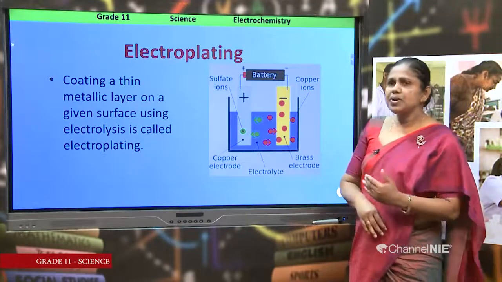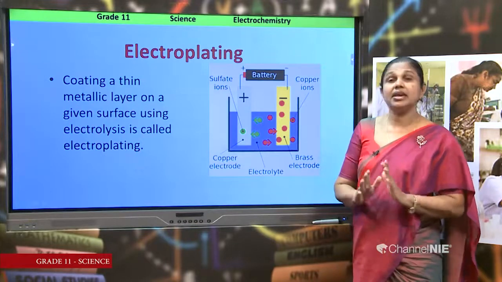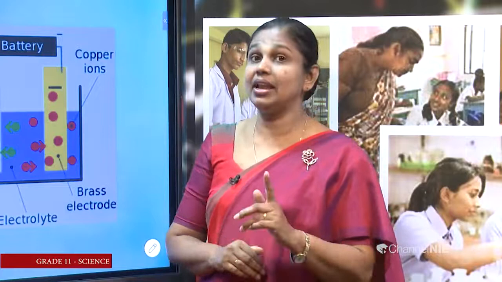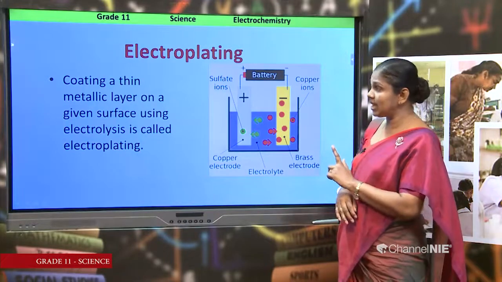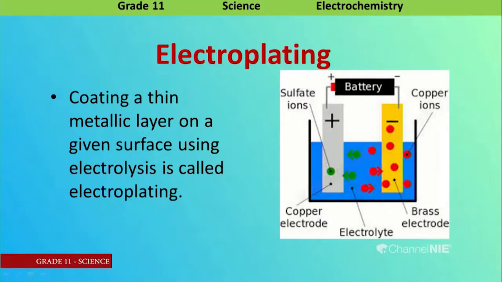Now we are moving to the next application of electrolysis. One application of electrolysis is extraction of metals by the process of electrolysis. The second application of electrolysis is electroplating. What is electroplating, children? Coating a thin metallic layer on a given surface using electrolysis is called electroplating. Here you can see, children, in the solution or electrolyte, the particular metal ion is available. When electric current is passed through the setup, that metal ion is attracted towards the cathode and receives electrons there to form the particular metal atom, right?